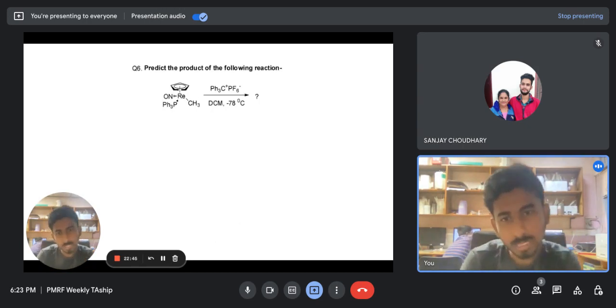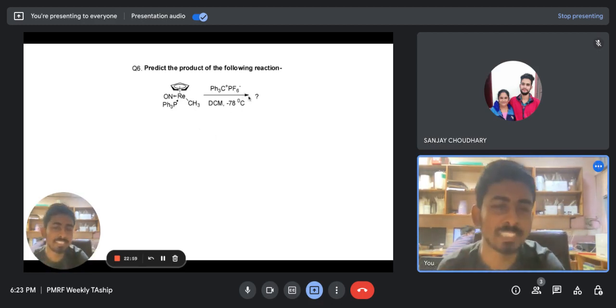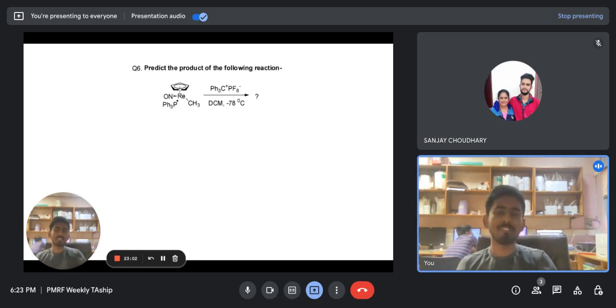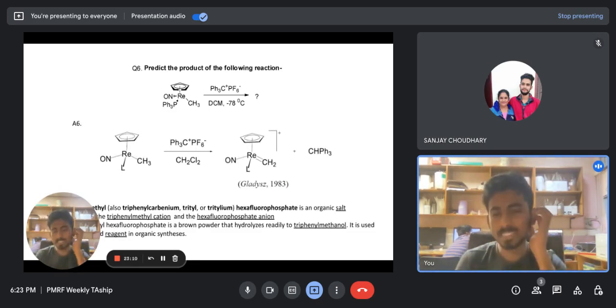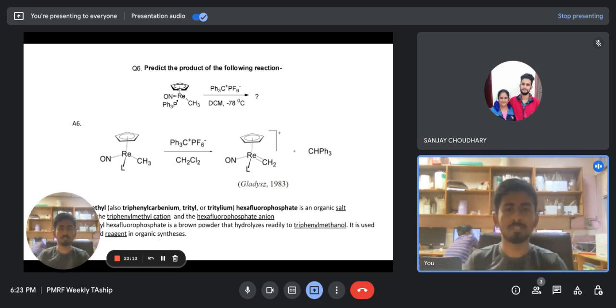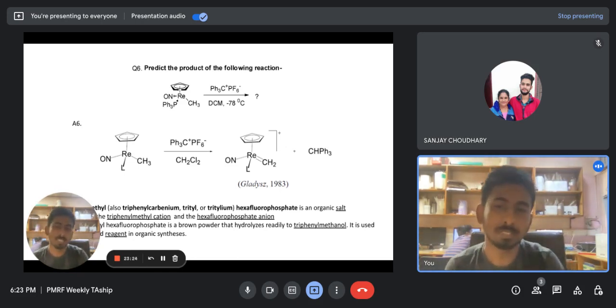So the next question is coming as the same rhenium complex. Instead of this acyl moiety, this methyl moiety is there: Re, NO, PPh3, Cp minus, and this methyl. So what happens when this compound is treated with Ph3C+ PF6 minus? This is a trityl cation or triphenyl methyl cation, and the corresponding anion is PF6 minus, at a very low temperature in DCM solvent. This reaction is quite important for the formation of this kind of carbene, which is intermediate between Fischer and Schrock type of carbene complexes, though I would state this one shows more Schrock type of behavior than Fischer.